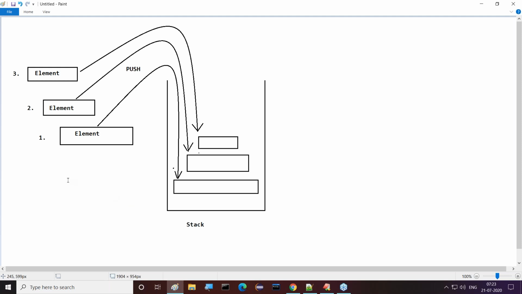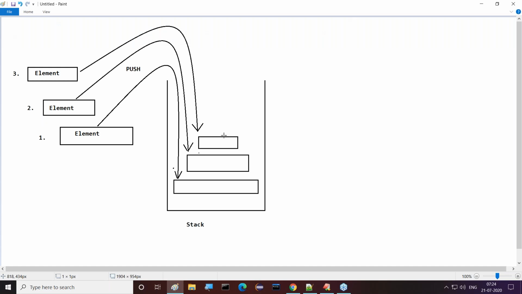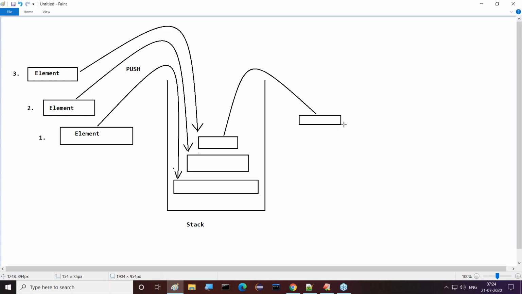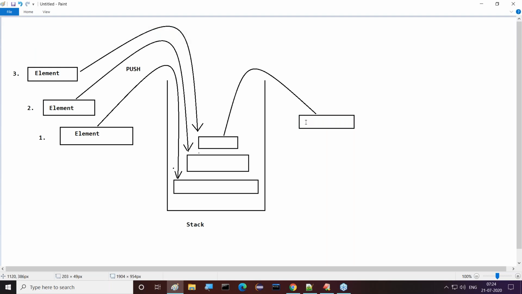Now tell me, I want to read an element from the stack. Which element do I have to read first? Come on, guys. Third element or first element? If I want to read an element, definitely the top element. What is the top of the stack now? The third element. The third element we are going to read here now.